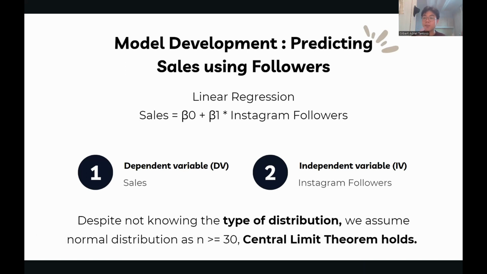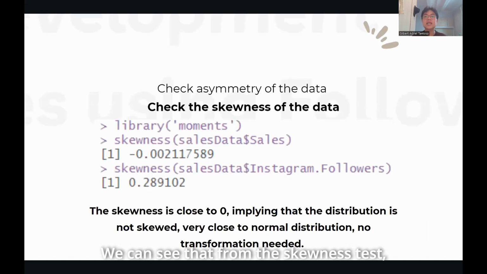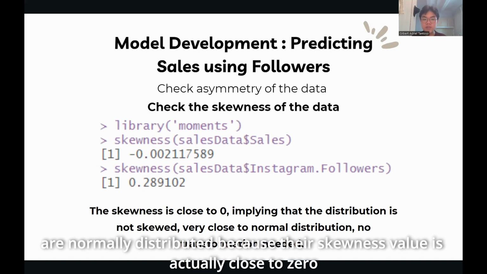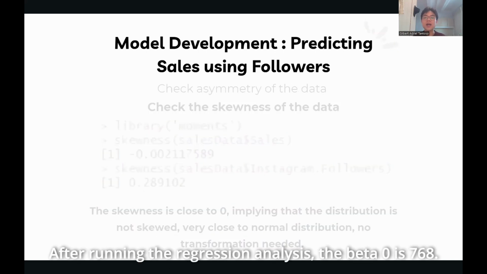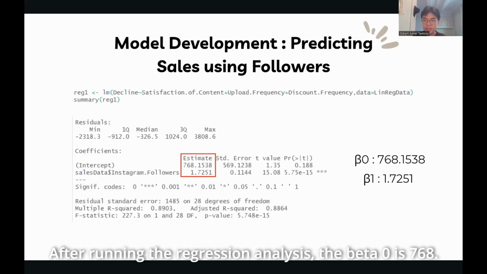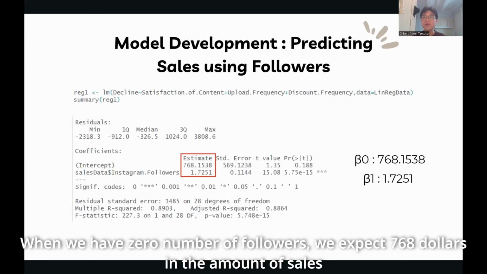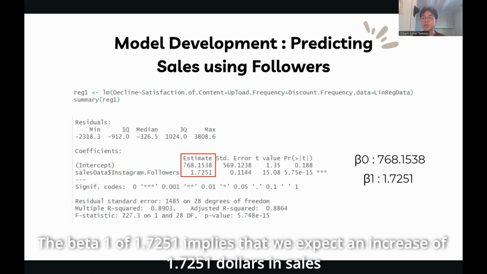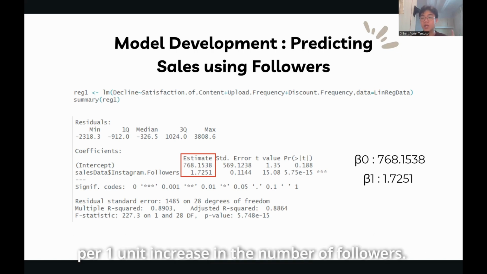Since our data size is more than 30, the central limit theorem holds, and from the skewness test, it is validated that the number of sales and also the number of followers are normally distributed, because their skewness value is quite close to 0. After running the regression analysis, we have a beta 0 of 768. It means that when we have 0 followers, we expect $768 in sales, meaning that some of our customers are not following our Instagram, but they ordered through our Instagram. Beta 1 of 1.7251 implies an expected increase in sales per 1 unit increase in the number of followers.